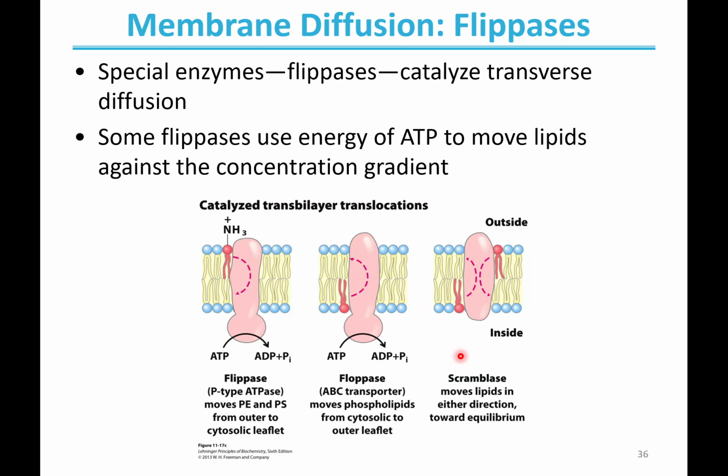Okay, and then there's other things called scramblases that will move one lipid from the inside to the outside while it moves another lipid from the outside to the inside. Okay, and so that scramblase, we probably don't really see any examples of that specifically. Okay. All right, so the flippase and floppase is really how the membranes can get their asymmetry and maintain their asymmetry.